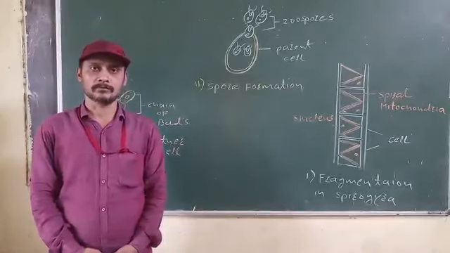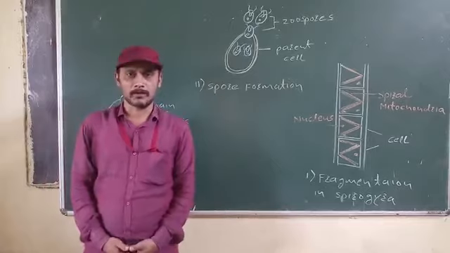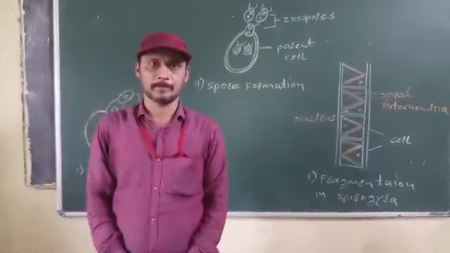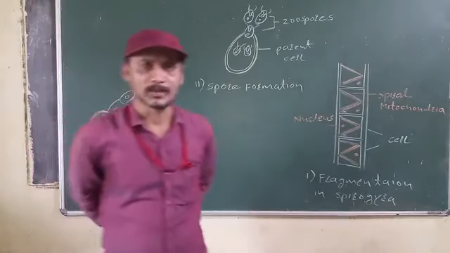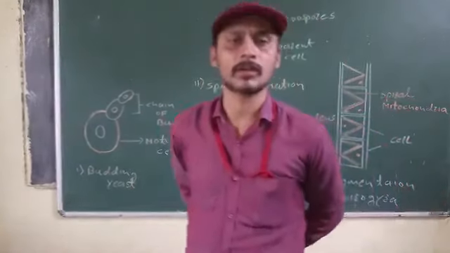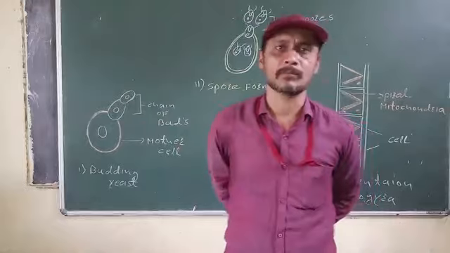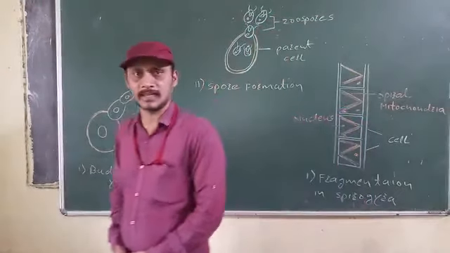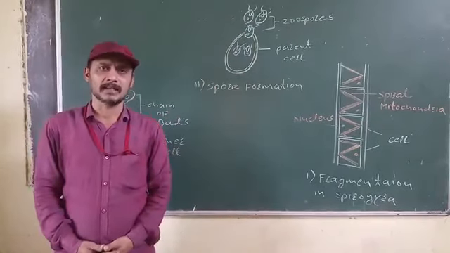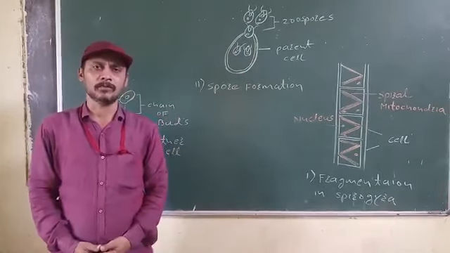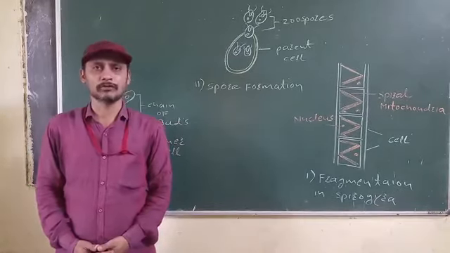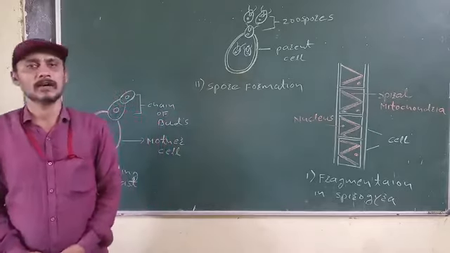Today we are going to understand the first chapter of biology, that is reproduction in lower and higher plants. So first thing, what is meant by reproduction? Reproduction is the process through which every organism gives rise to its young ones. Or we can say in a simple way, it is the formation of a new individual from a pre-existing individual or life. So that is reproduction.